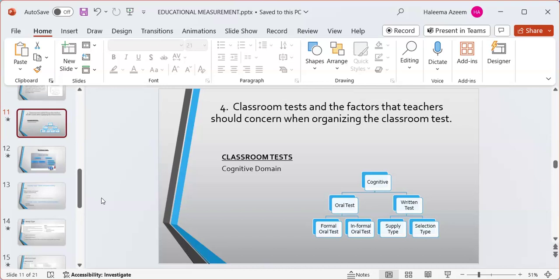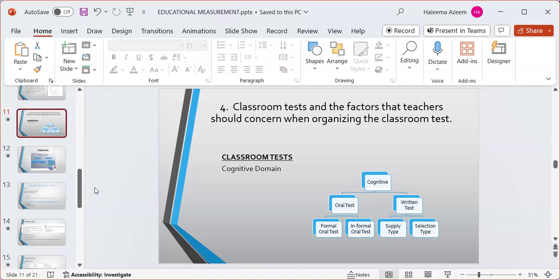The next important thing is for the formal oral test, teachers should select a suitable location that is free from distraction to conduct the test. And it is a must to provide constructive feedback to the students afterward. Now, let's move to the next slide.